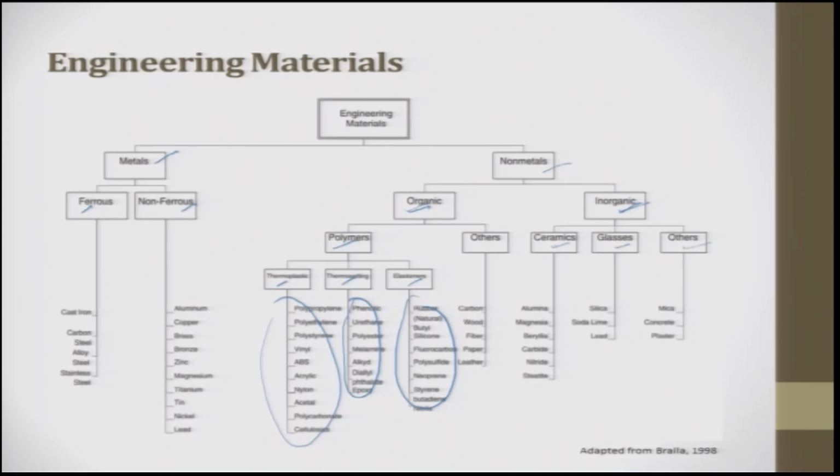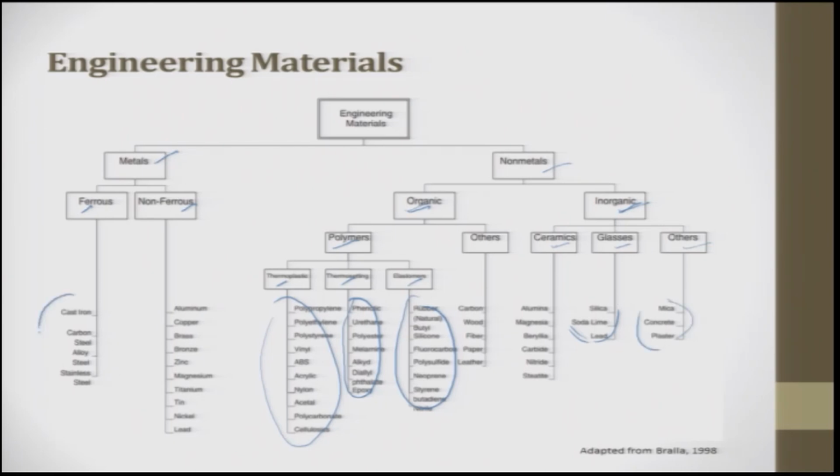When we talk about ceramics or high temperature ceramics, they are alumina, magnesia, beryllia, carbide, nitride and stellite. Carbide is silicon carbide, nitride is silicon nitride. These are all ceramic materials. When you talk about glasses, it is silica, soda lime glass and lead glass, and you have the other spectrum here.